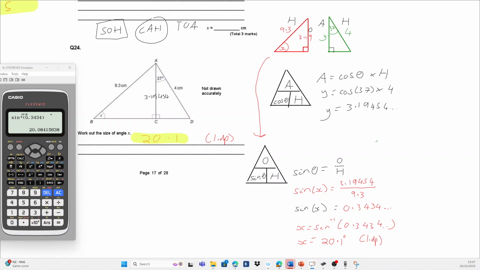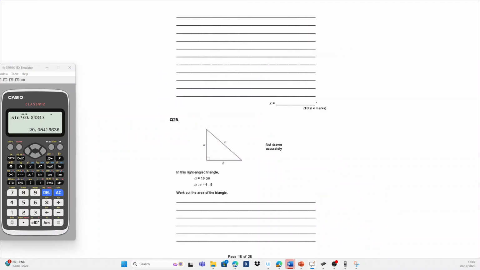It's just applying trigonometry twice, guys, and that will be worth quite a few marks in the exam. Probably 4 marks. I can't see where it is on here. I think it's a 4 marker. Yeah, 4 marks. Okay, there you go. Perfect.